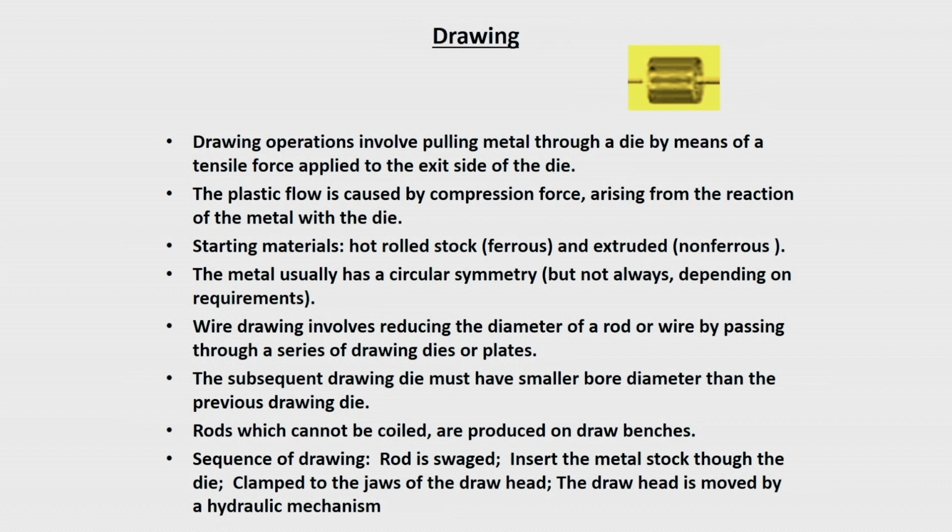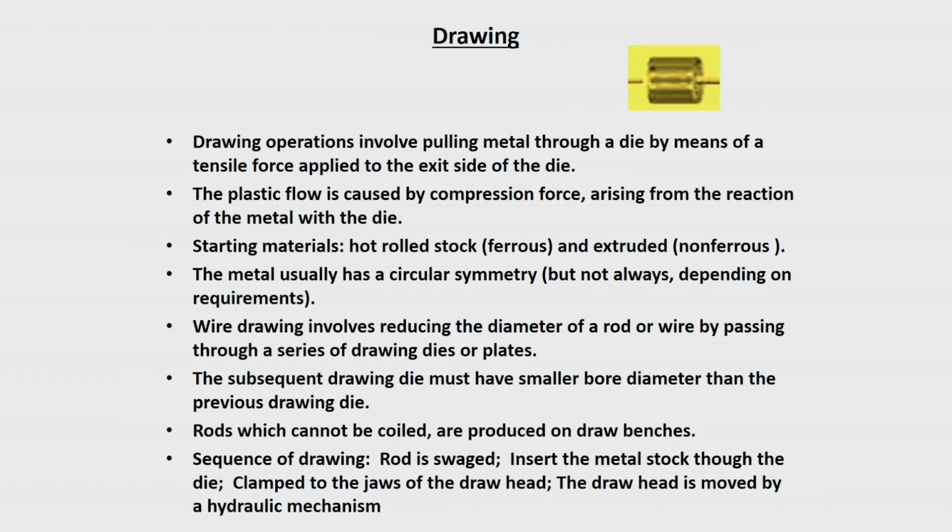The starting materials are generally hot rolled stock, which are steels, and extruded non-ferrous materials. You will find its large applications, especially in drawing of fine wires, generally with circular cross section. But it is not that you cannot have any other cross section. Normally for electrical applications you need very fine, very small diameter wires. These are obtained by the wire drawing operation. The metal usually has a circular symmetry, but not always, depending upon the requirement.